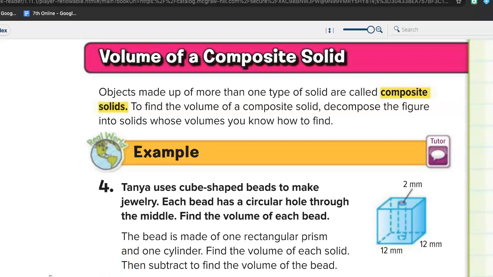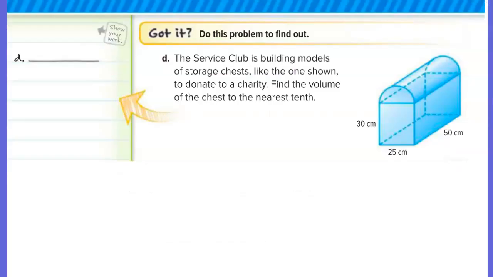So let's actually do an example in our book. We're going to flip over to the next page, page 592, and we're looking at Got It D. I'm going to have you write down everything that I write down. Got It D says the service club is building models of storage chests like the one shown to donate to charity. Find the volume of the chest to the nearest tenth.